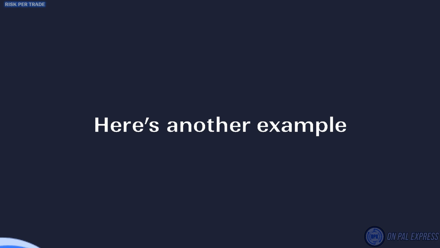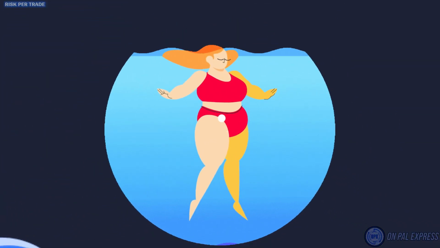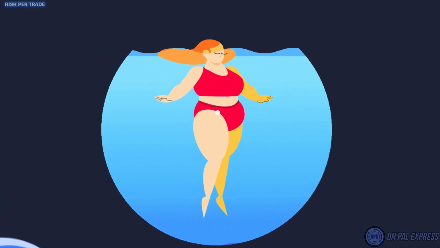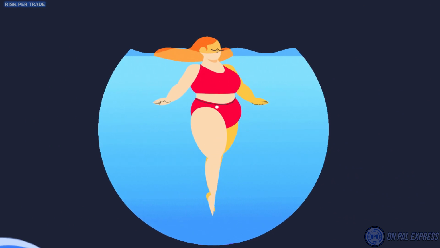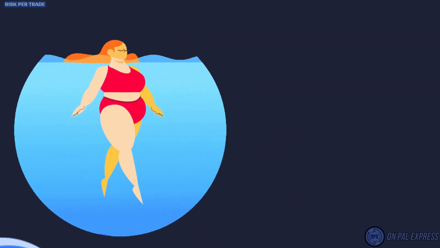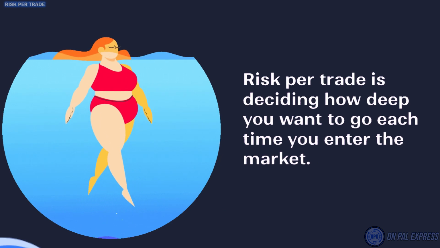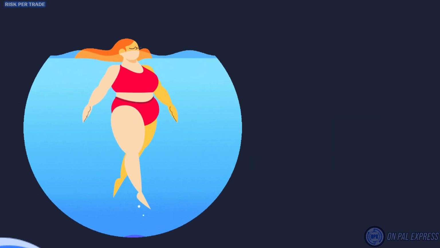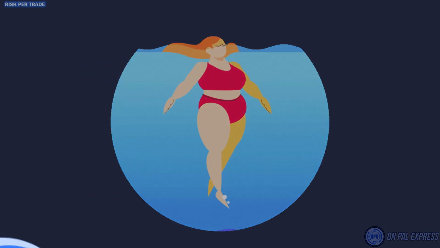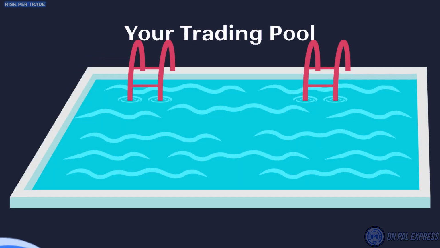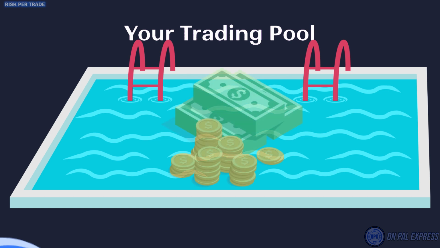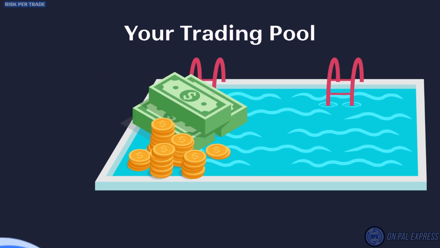Here's another example. Imagine you're learning to swim. You wouldn't jump into the deep end of the pool on your first day, right? Similarly, in trading, risk per trade is like deciding how deep you want to go each time you enter the market. Here's a simple way to understand it. Your trading pool. Think of your total money available for trading as a swimming pool.